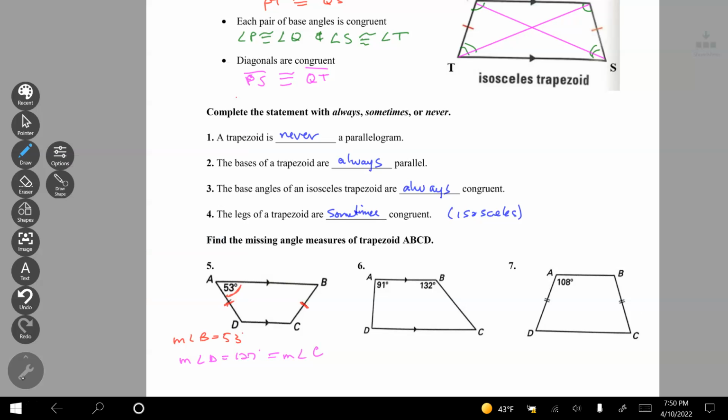If we go over here, A and D have to add up to 180 degrees. So the measure of angle D has to be 89 degrees. And the same thing, B and C have to add up to 180 degrees. So the measure of angle C is 48 degrees. And then finally, again, we have an isosceles. So the measure of angle B has to be 108 because it has to match angle A. And then A and D have to add up to 180 degrees. So the measure of angle D has to equal 72 degrees. And so does angle C.